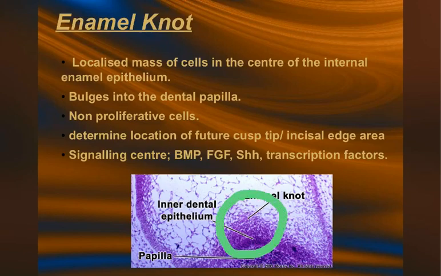Its non-proliferative cells determine the location of the future cusp tip or incisal edge areas, and they are a signaling center. They have a number of signals, like bone morphogenetic proteins, fibroblast growth factors, sonic hedgehog, and transcription factors. The number of enamel knots corresponds to the number of cusps. If we have 4 cusps, we have 4 enamel knots; 2 cusps, 2 enamel knots; an incisal edge, only 1 enamel knot. They are mostly identified in the cap stage, whether early or late. In this case we have an early cap stage tooth germ, and we can identify the enamel knot here.